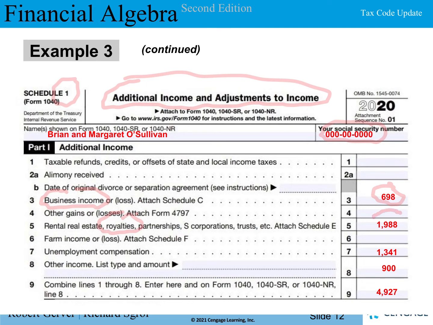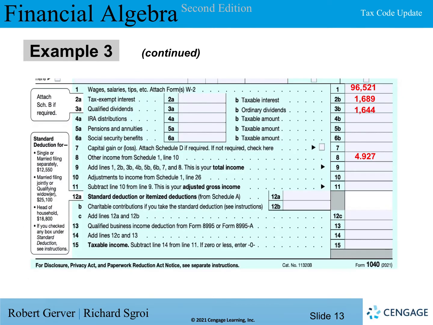Next, we have some royalties right here. This was the $1,988. Then we have some unemployment compensation. This is when you're unemployed and you receive unemployment checks. That's $1,341. And then lastly, other income, which in this case was $900. Add them all up, we come out with this additional income of $4,927. Now we take this figure of $4,927 and we go back to Form 1040 and we put it on the line that says other income from Schedule 1.